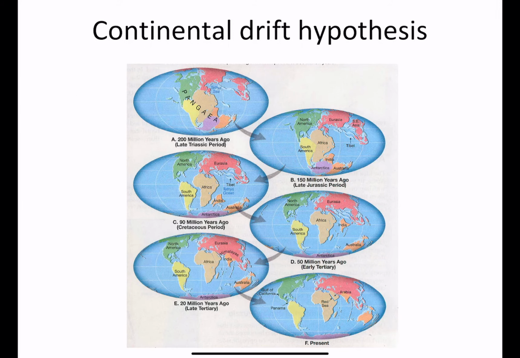Okay, so this slide just shows you the process of the continental drift happening. So this is what Pangaea was 200 million years ago. And here you can see that it's beginning to break up. It's broken up some more, broken up some more, and some more. And now this is what the world looks like. So this is kind of what actually happened with Pangaea and how it broke up.